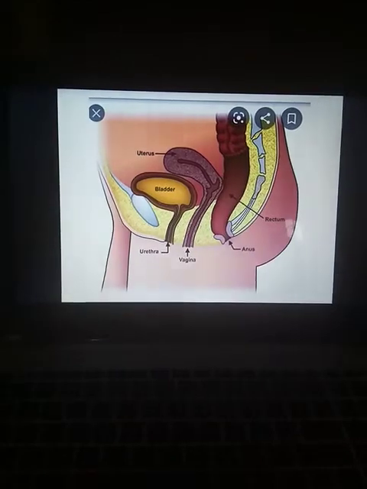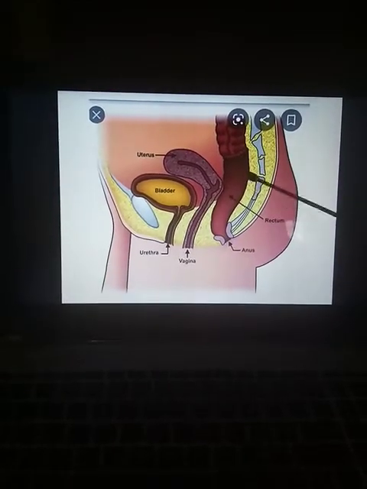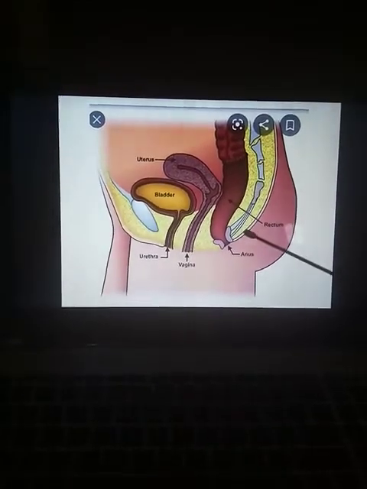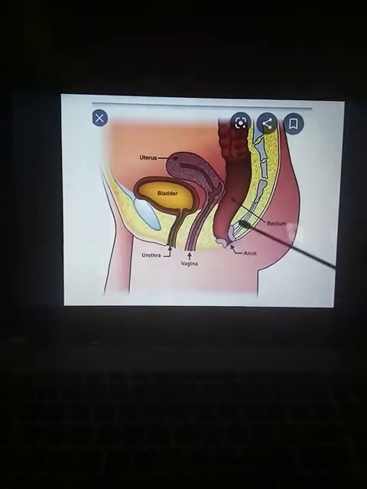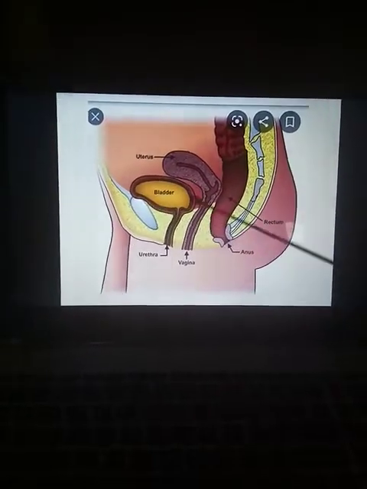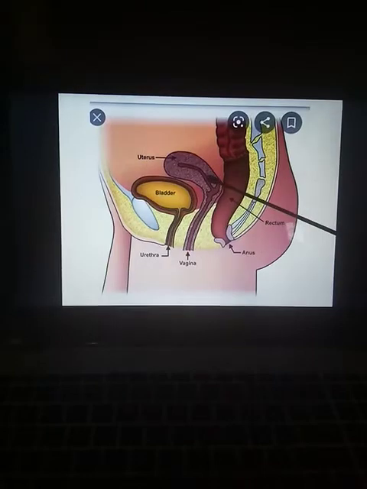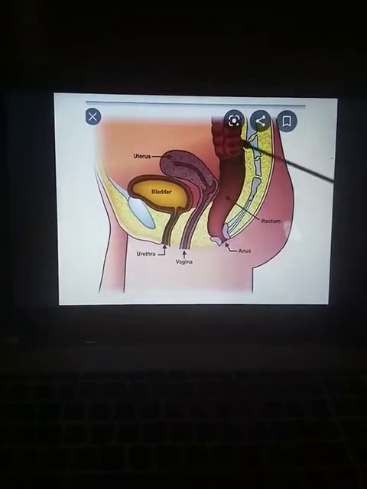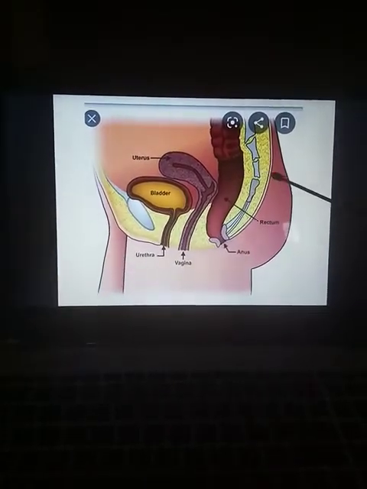Then where is it placed? As you can see, this rectum is placed in the lesser pelvis. This is your lesser pelvis. It is placed with other pelvic organs like bladder, uterus, and you have this rectum. It is present in the lesser pelvis.